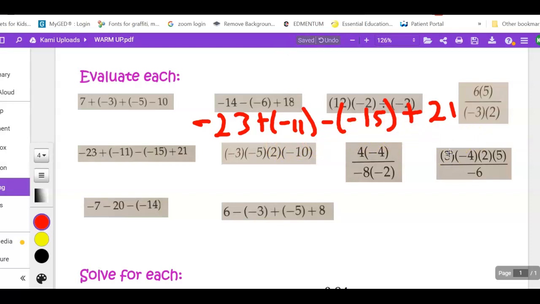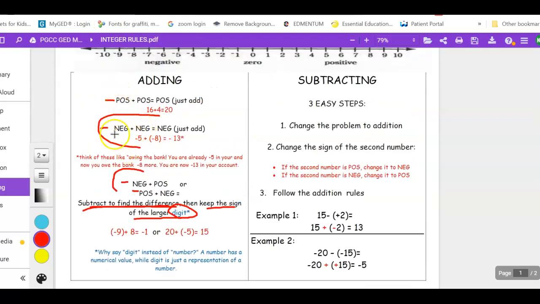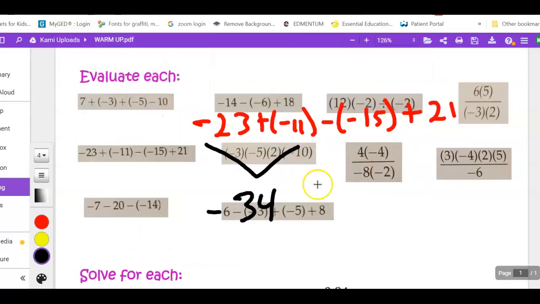Okay, I'm starting on the left side with these two. I have negative 23 plus negative 11. Again, what is the rule when we have a negative plus a negative? We're going to keep it negative and just add them together. So the 23 plus 11, that's going to give me 34, keeping it a negative 34 because a negative plus a negative. Addition rules: negative plus a negative, the answer is negative. Just add. So now I have negative 34. If I bring down the rest, now I have this.